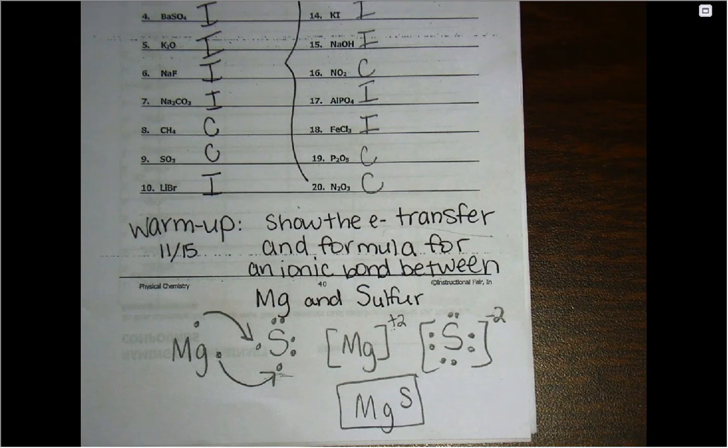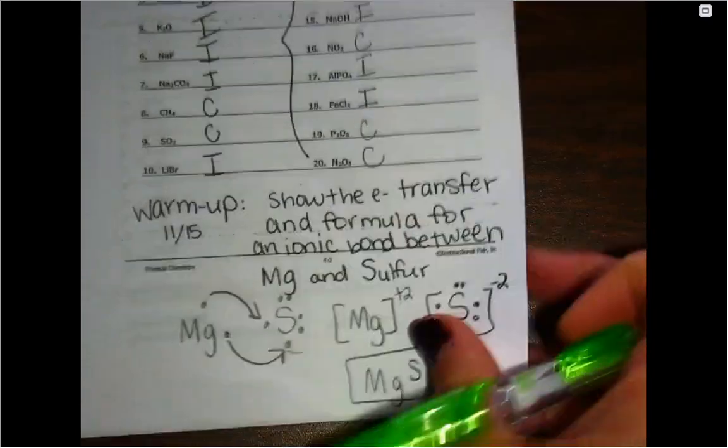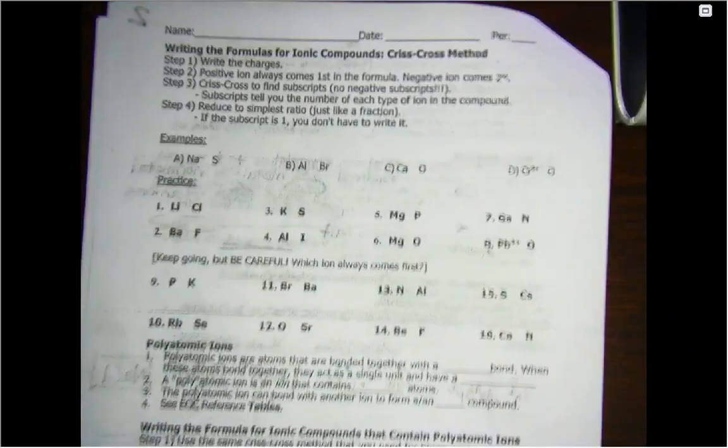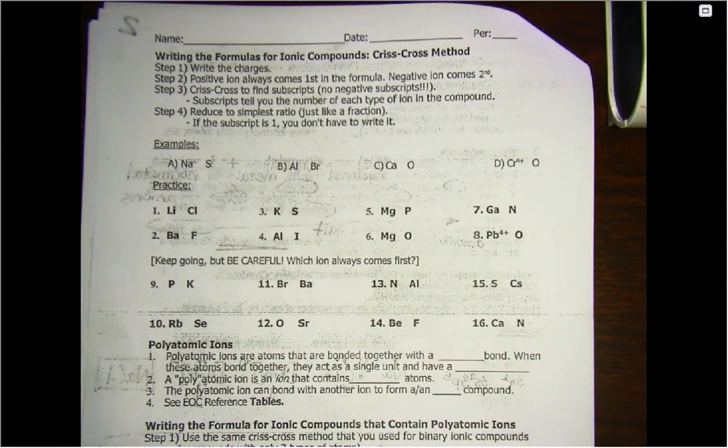Then I need everyone to turn to the back of page 2. The back of page 2. So it says writing formulas for ionic compounds with the crisscross method. Okay? So I will go ahead and say that we can move on to the shortcut.